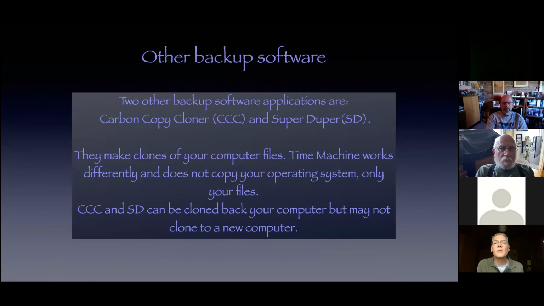Two other backup software applications are Carbon Copy Cloner and SuperDuper. Now these make complete clones of your computer files. Time Machine works completely different and doesn't copy your operating system, only your files. And Carbon Copy Cloner and SuperDuper can be cloned back to your computer from the backup drive, but more likely will not work on the newer computers, particularly the ones with the M1 chips.